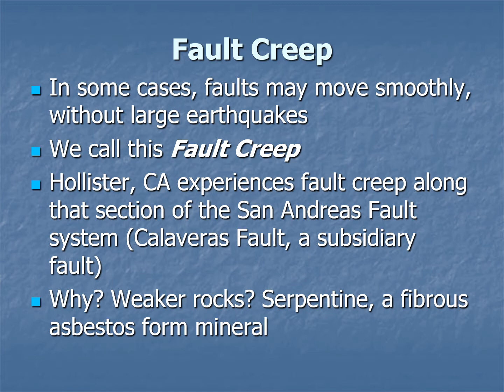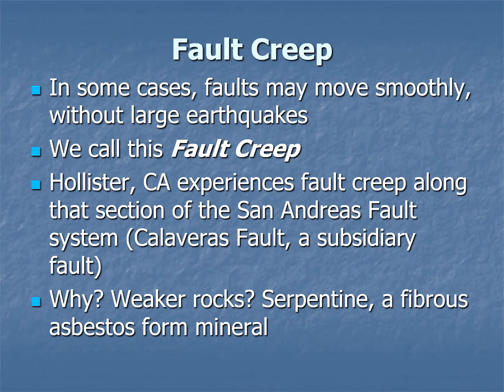But in some cases, some faults or some parts of faults might actually move smoothly without large earthquakes. We call this fault creep. So I will ask you on the exam, which town in California experiences fault creep along that section of the San Andreas Fault? And the answer is Hollister, California. So they are actually on the Calaveras Fault, which is a subsidiary fault to the San Andreas, but it's part of the fault system. It's part of the plate boundary there.